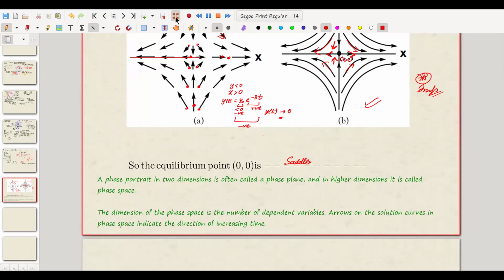Let's take the break, and after the break we will do some more examples on this 2D system. After this we will move to two-dimensional maps.